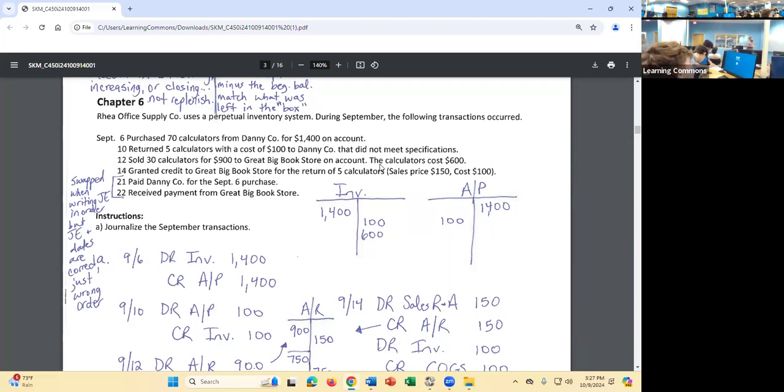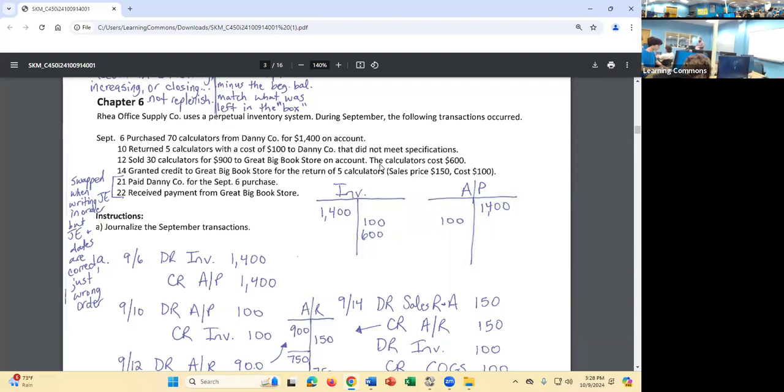Right? So the first one, just like we had here, we had to recognize the sale. We have to kind of undo the sales portion, right? So what are my accounts involved? Again, we don't just reverse sales revenue. We use that special account called sales returns and allowances. And is that going to be my debit or credit? That's my debit. So there's sales returns and allowances for 150. I need a $150 credit.